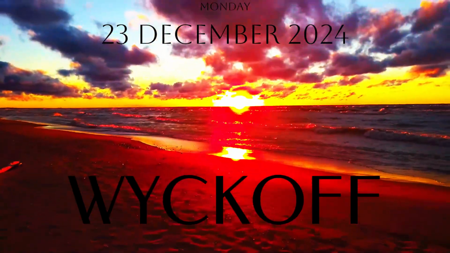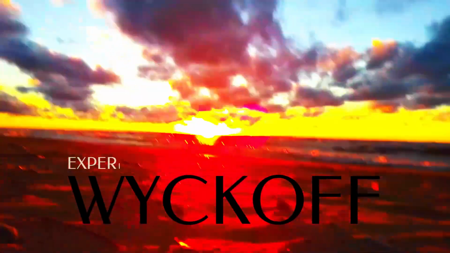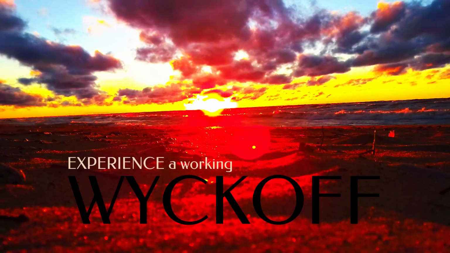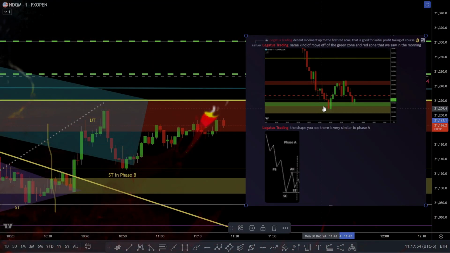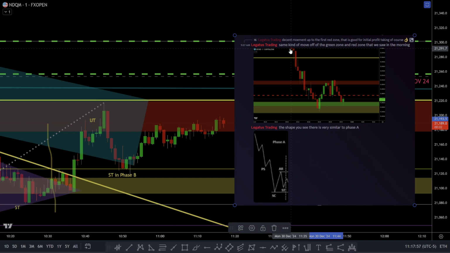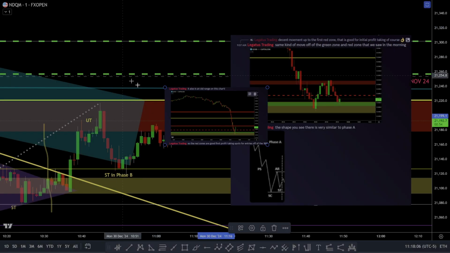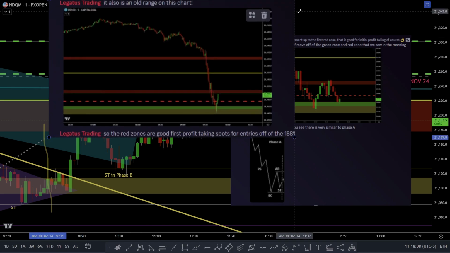Just go through the whole thing real quick, just so you know exactly what happened. Why not? This is where I first noticed something in the morning with Wyckoff. So we started off, and it made the same kind of move off the green zone and red zone that we saw in the morning. That was the last time that it responded to a green zone and red zone.